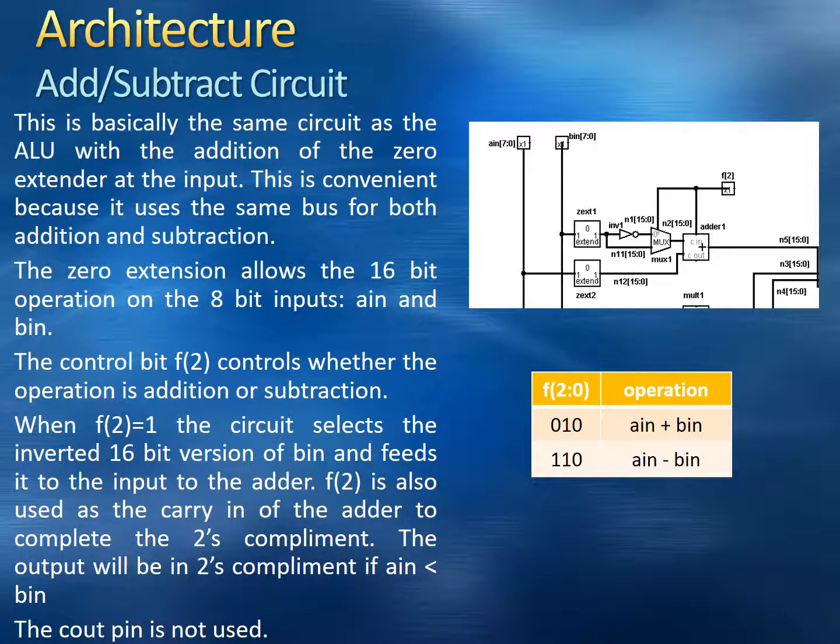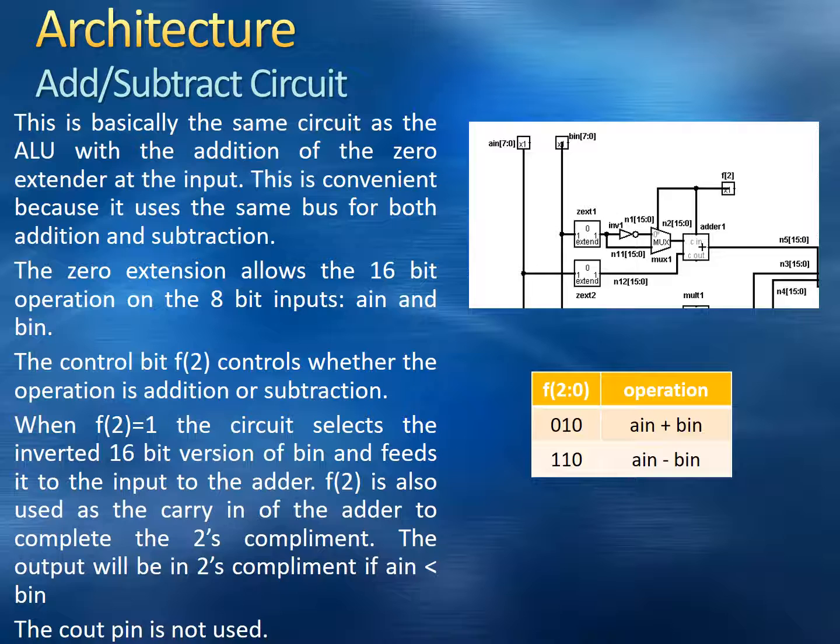The next couple of slides go into detail on the various blocks, starting with this add-subtract circuit. It's basically the same circuit as in the book with the addition of the bit extenders at the input. I found this to be the easiest method to handle the expansion to the 6-bit output properly.